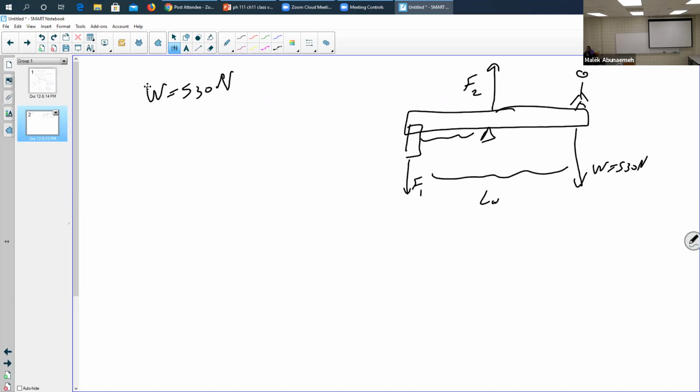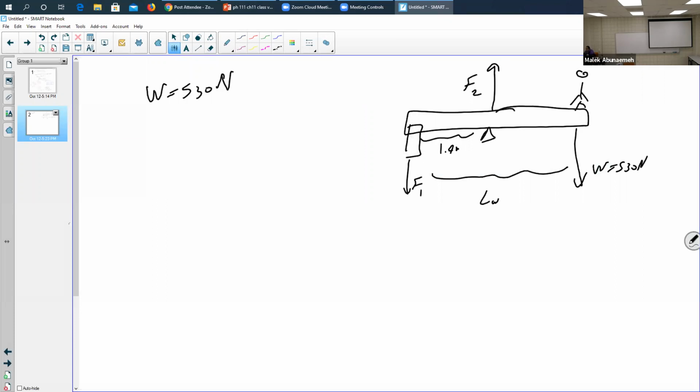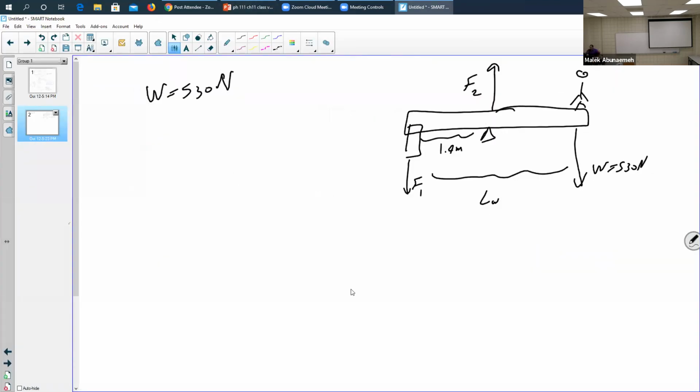Now, the distance between the fulcrum and the bolt is 1.4 meters. Wonderful. So your LW, let me just write this down, is 3.9 meters, and they call this L2, so I'm going to call it L2. So this is 3.9 meters, and your L2 is 1.4 meters. That means if you look at all the forces for the torque, which has to equal 0 for equilibrium, what are you going to have?